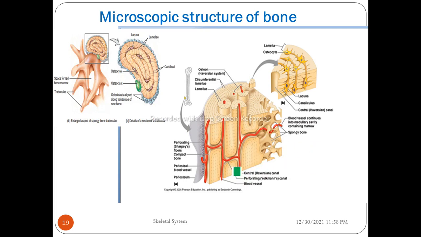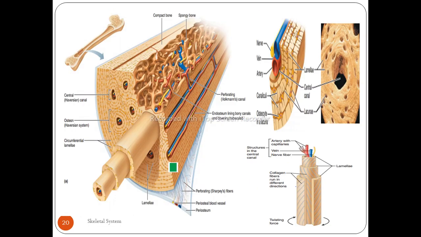So this line is known as Volkmann's canal, or perforating canal. Whereas this canal is known as the central canal, or Haversian canal. So this is sponge bone, and this is the compact bone. This circular layer is known as the osteon, or Haversian system.